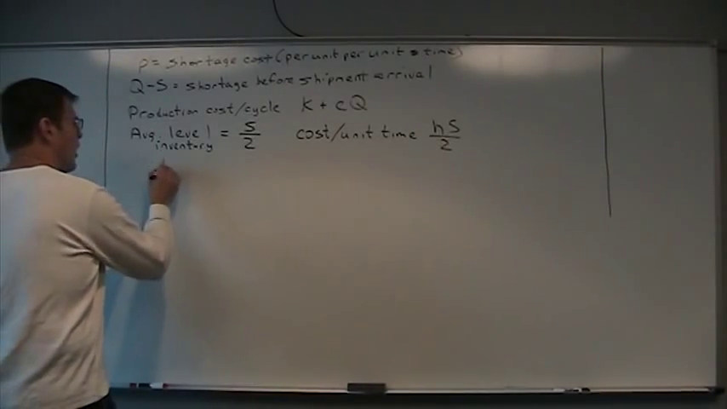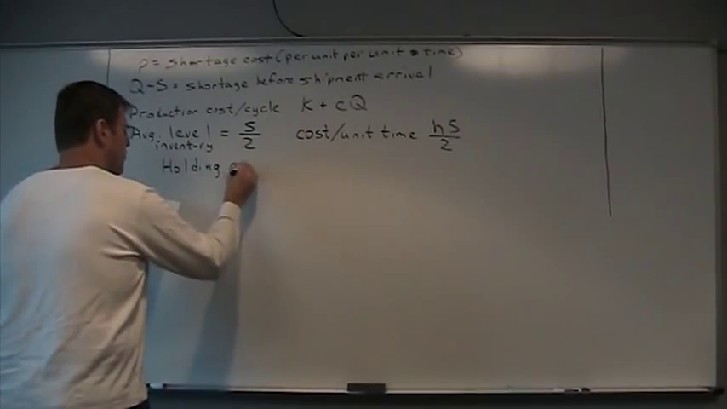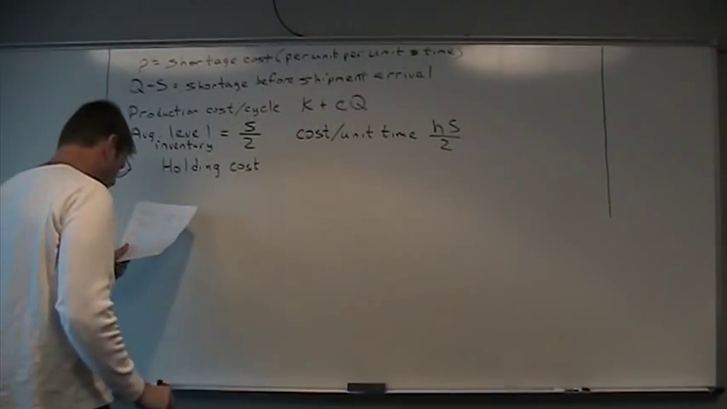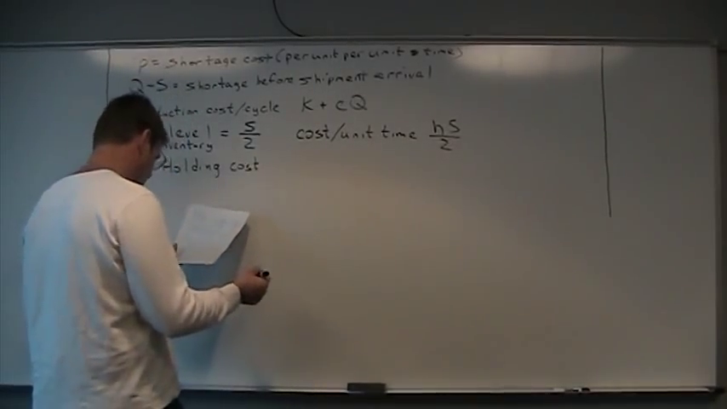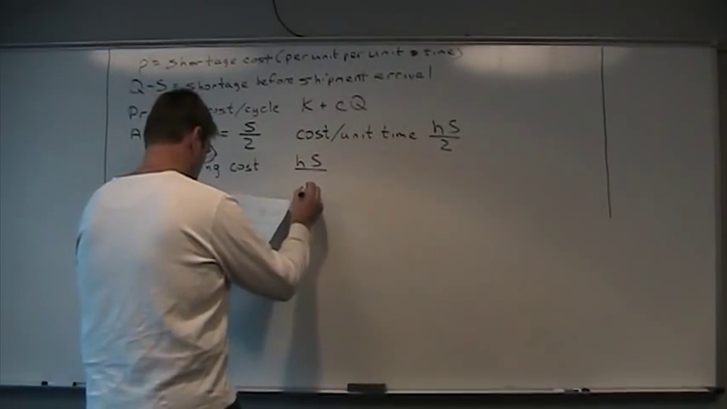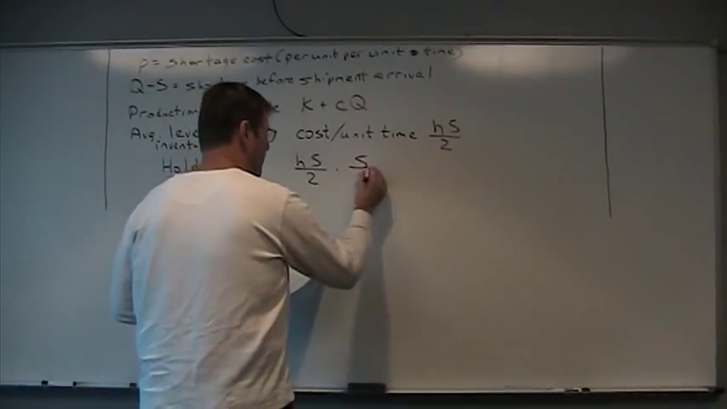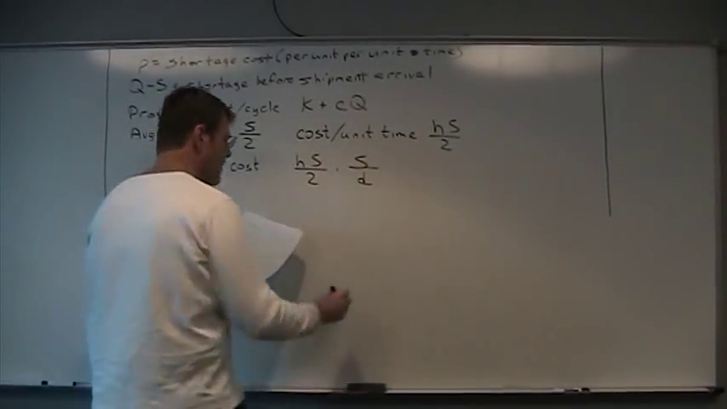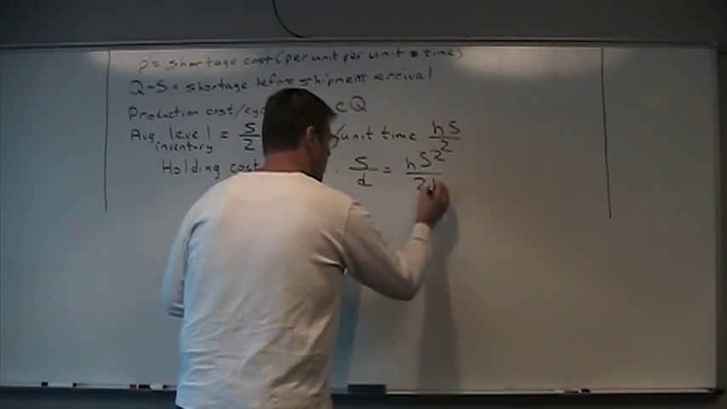So our holding cost, just as before, is going to be a cost per unit time times our cycle length while we have inventory, which is S over D, and so this is HS squared over 2D.